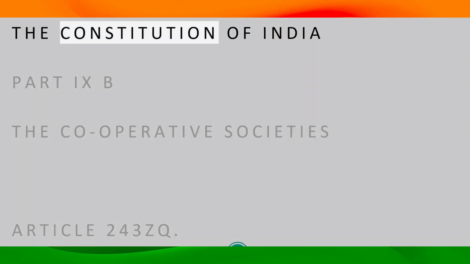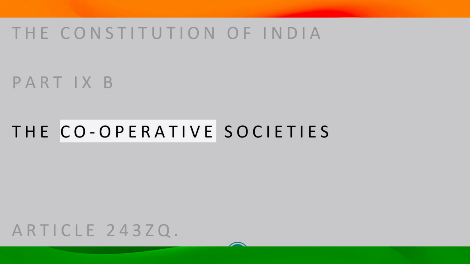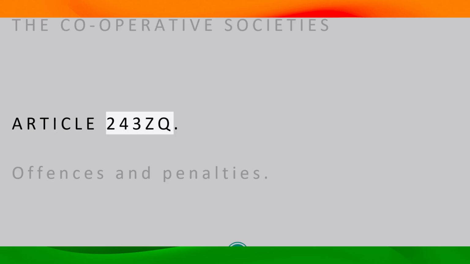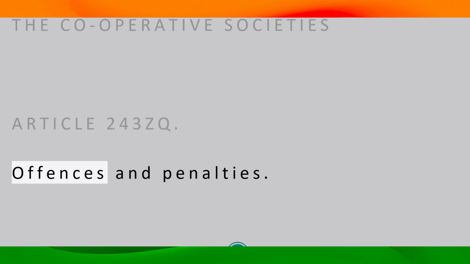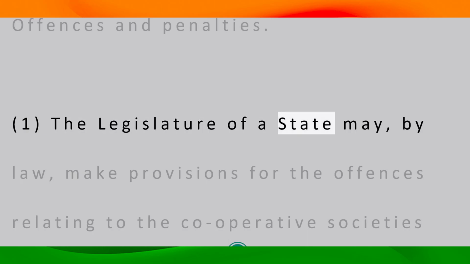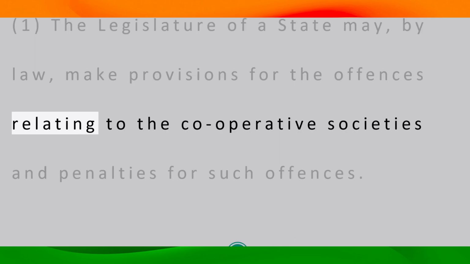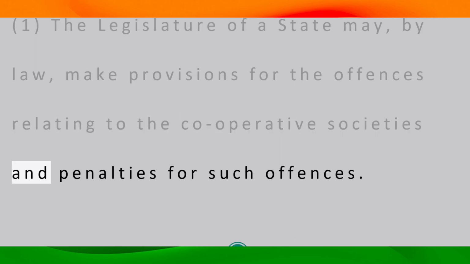The Constitution of India. Part 9B. The Cooperative Societies. Article 243ZQ. Offences and penalties. 1. The legislature of a state may, by law, make provisions for the offences relating to the cooperative societies and penalties for such offences.